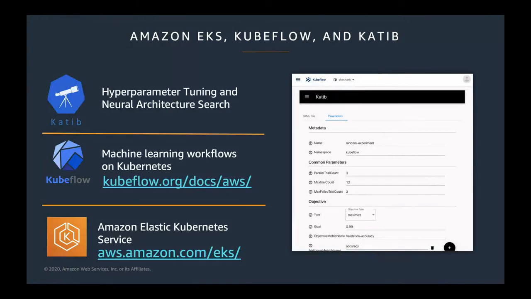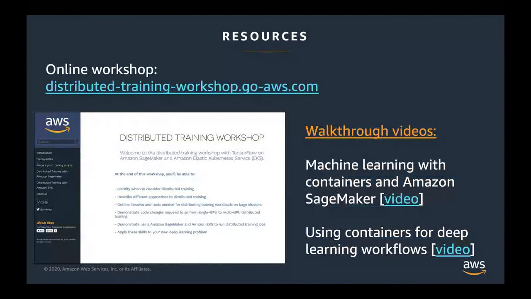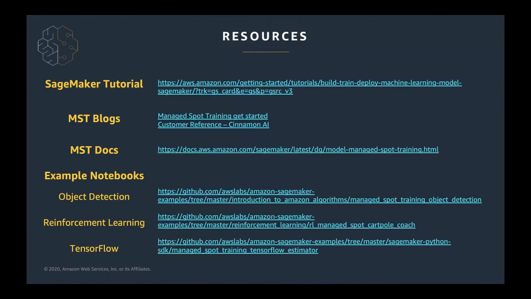If you want to read more about how you can use Kubeflow, Katib, or EKS, there's this page you can go and read more about this. If you want to do some hands-on, there's a distributed training workshop on AWS. You can start working with that. I am also attaching 2 videos here, which will be helpful to you going forward if you want to work on this. There are some resources as usual, like what we have shown earlier also. There's a mega tutorial. There are some example notebooks. These notebooks you can download and get started.